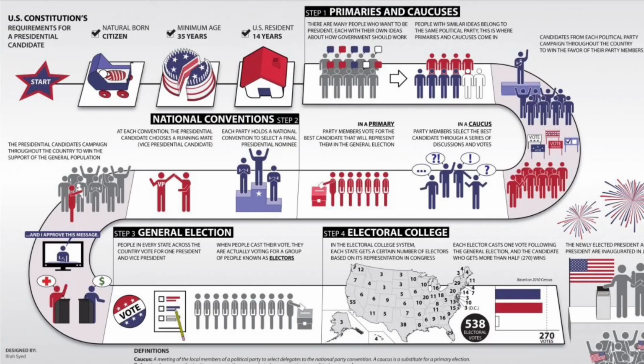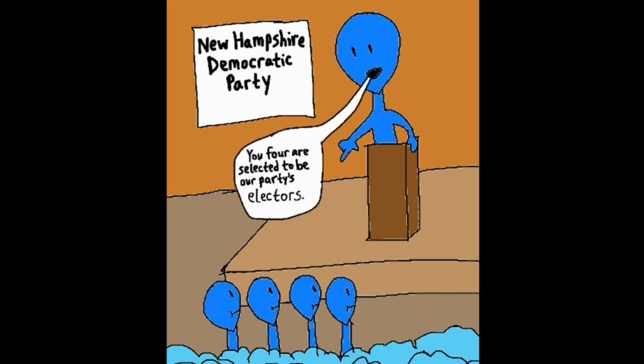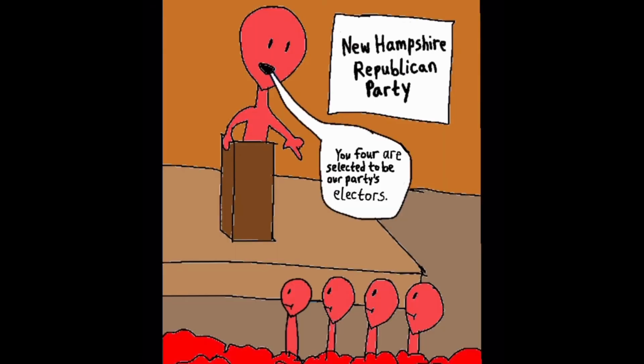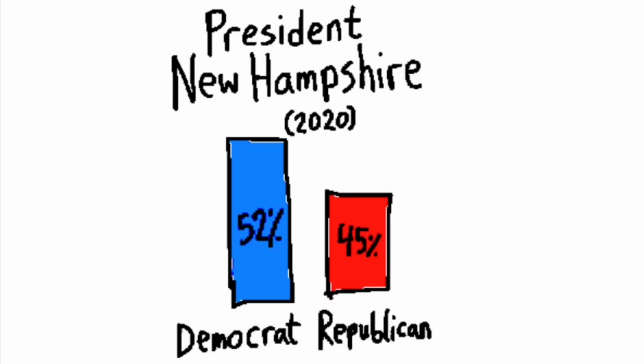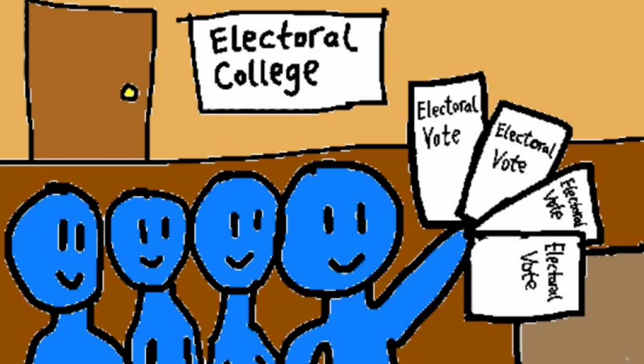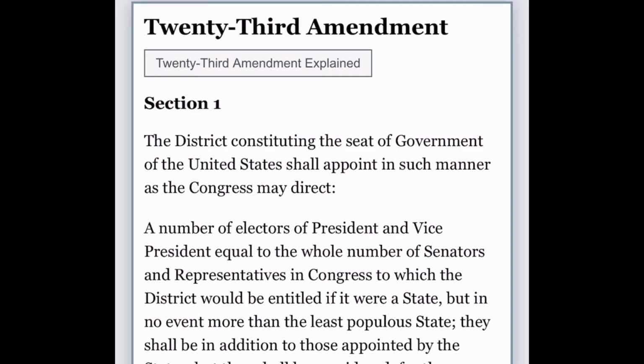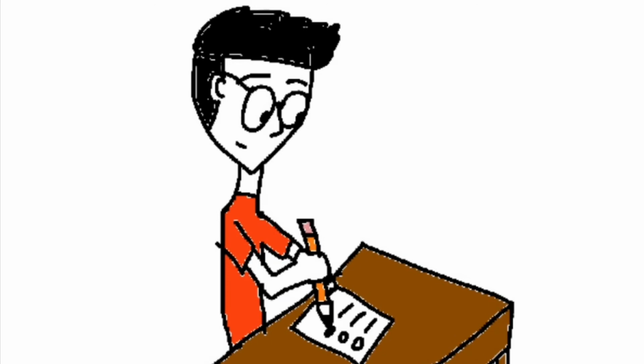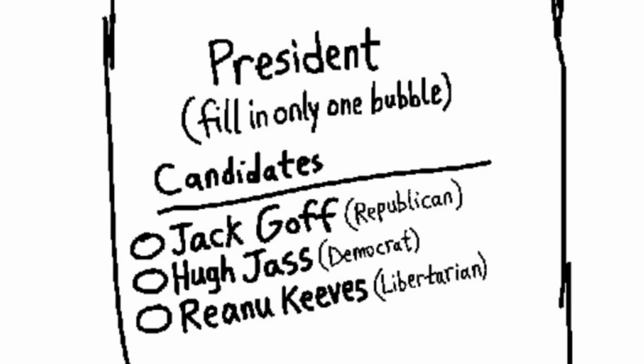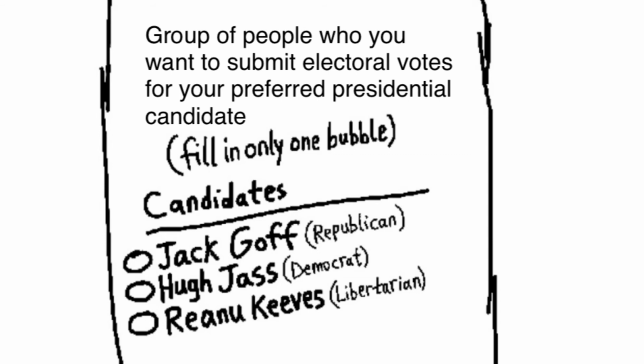During an election cycle, each political party gathers up a group of delegates called electors to deliver electoral votes to be counted in the election if their party's candidate wins. That's how it is in every state and Washington, D.C. So really, when going to a voting booth to vote for president, you're not really voting directly for your preferred presidential candidate. You're voting for the group of people who you want to submit electoral votes for your preferred presidential candidate.